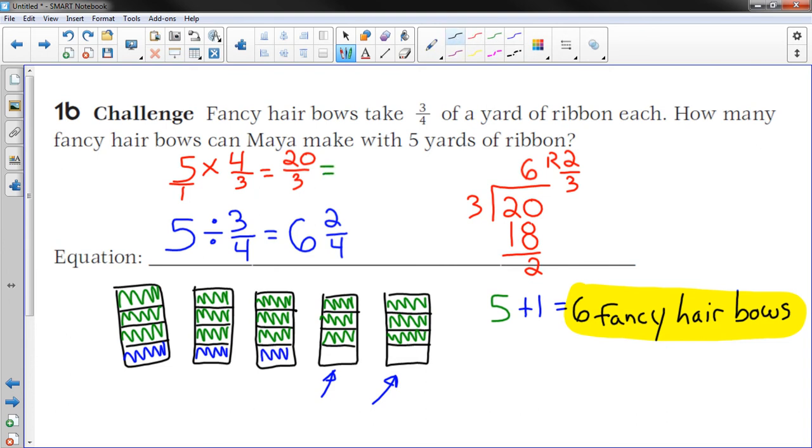But the answer to this mathematically, I just did that. 6 and 2/3. Let's do the next one.